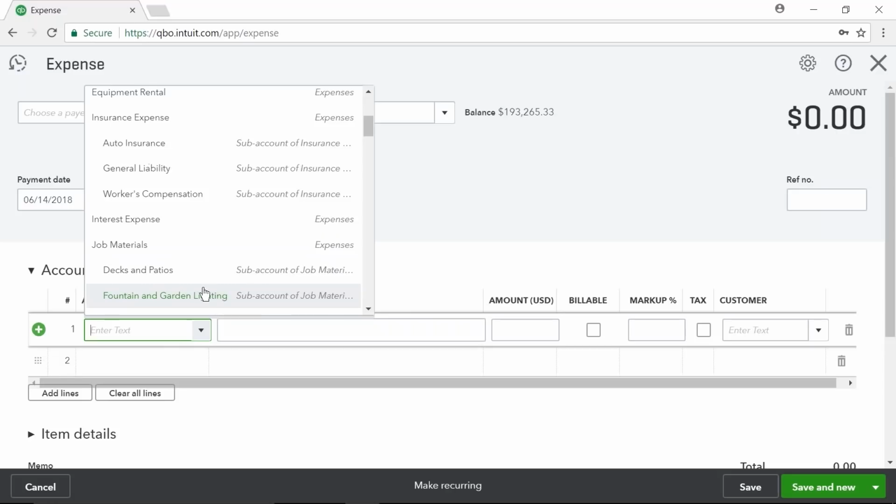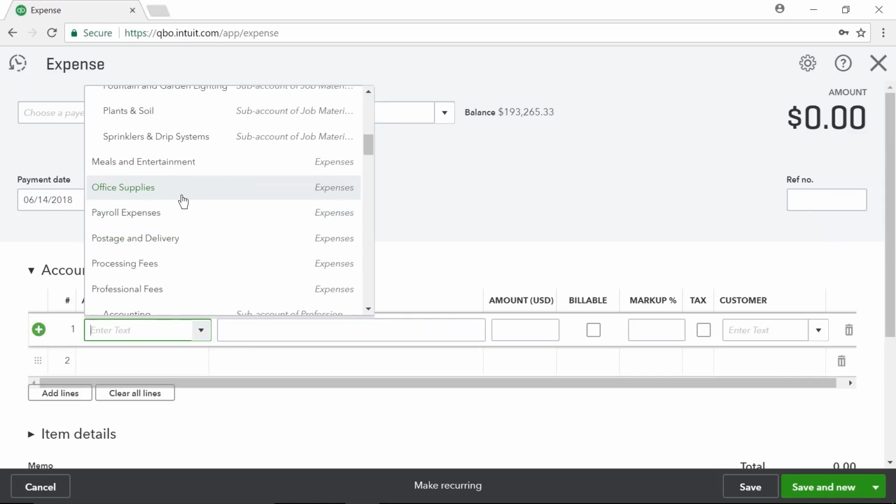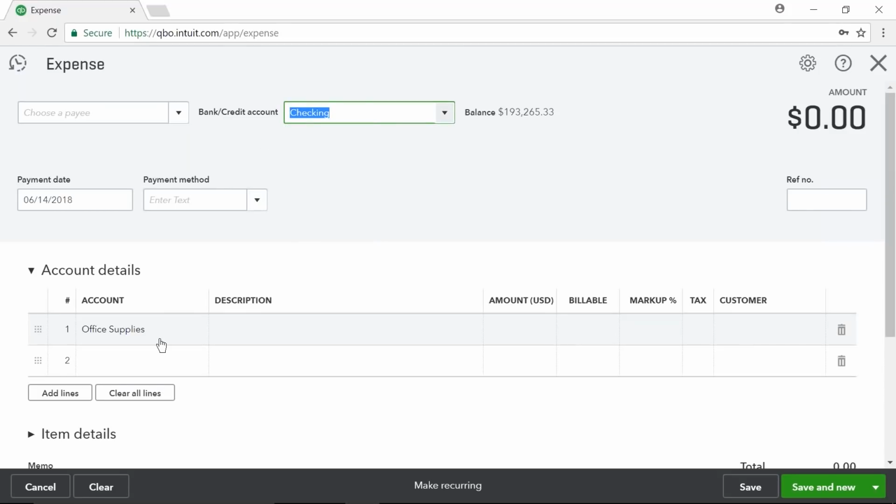So right here, I would scroll down, and if you're comparing this to the chart of accounts, these are the exact same accounts that we were just looking at on the chart of accounts. So here I'll select office supplies. And as I enter this transaction, I'm telling QuickBooks that money is coming from my checking account and it's being spent for the purpose of office supplies.